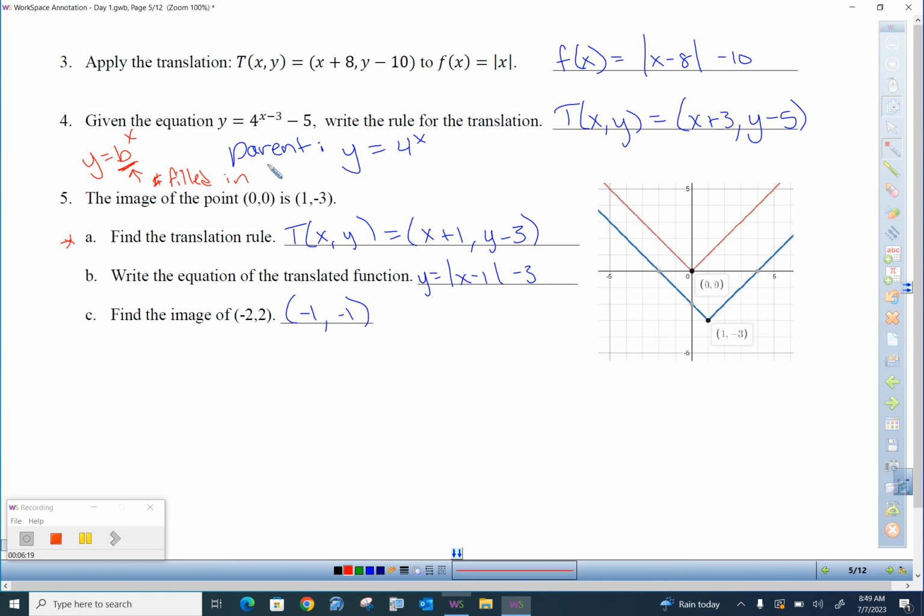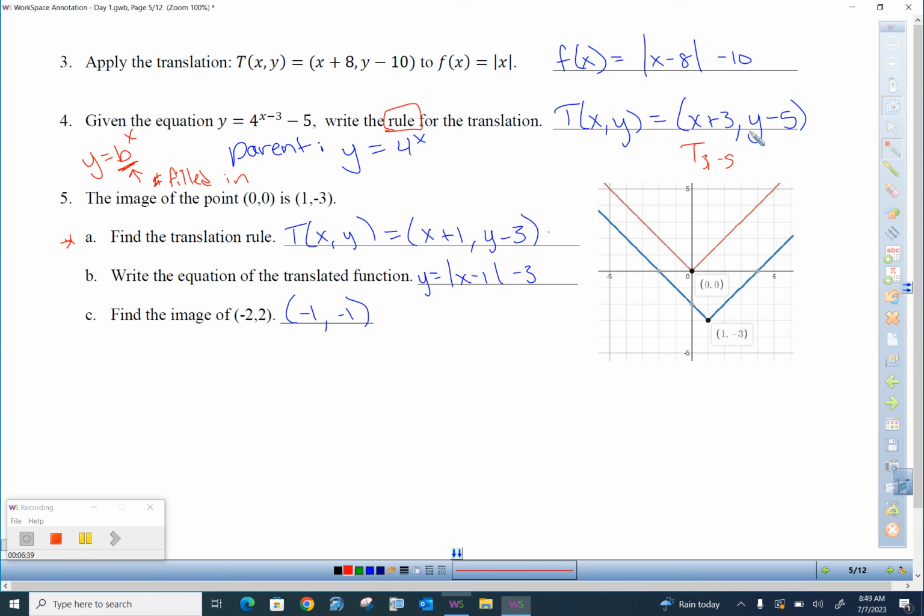So our parent function, and you can go ahead and write this, our parent function for this one is y equals 4 to the x. It would be exponential growth. But the rule, when I say rule, I want this formal version now, not just the t. I want the T of x, y. Okay, so I want you to expand on that if you just wrote the T 3 negative 5. Okay, we're going to start writing this version instead.